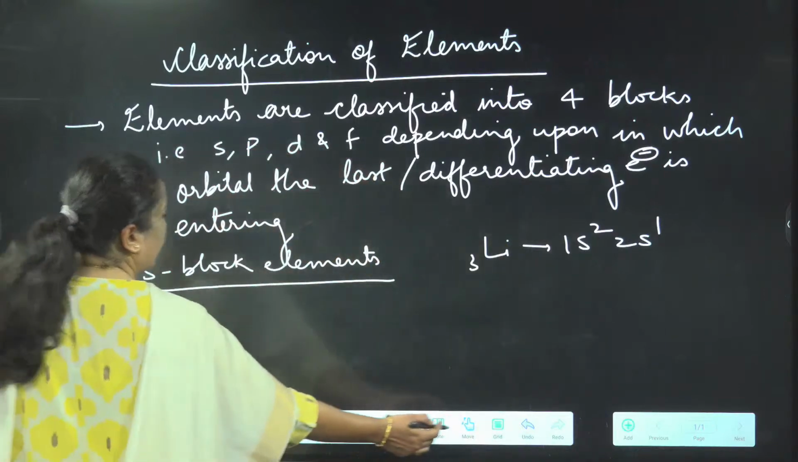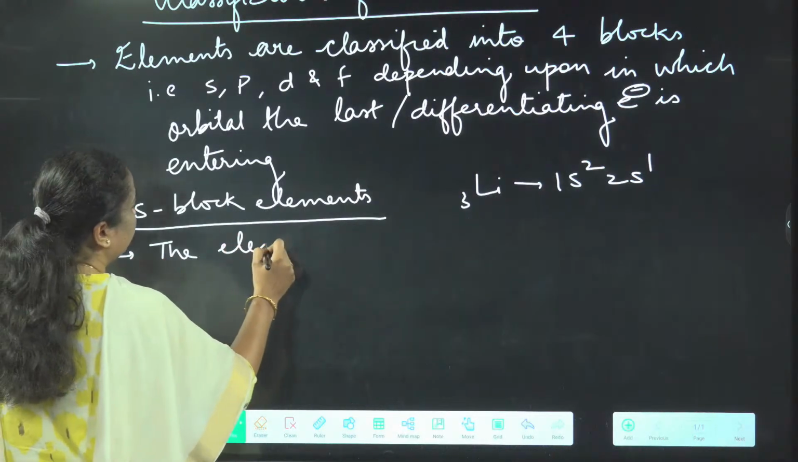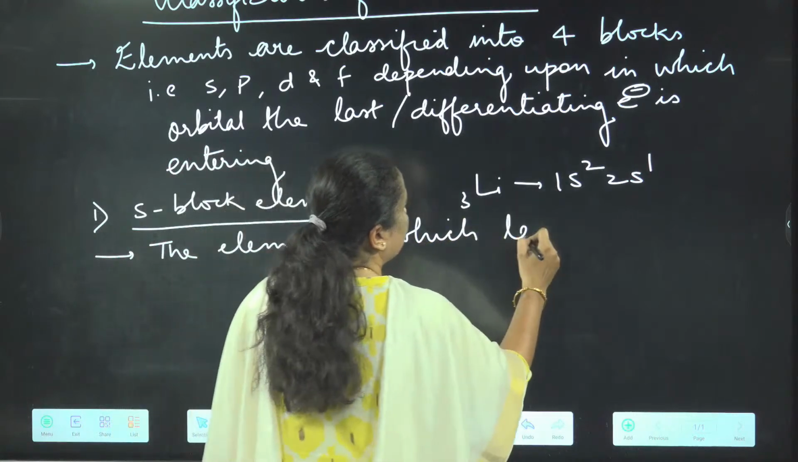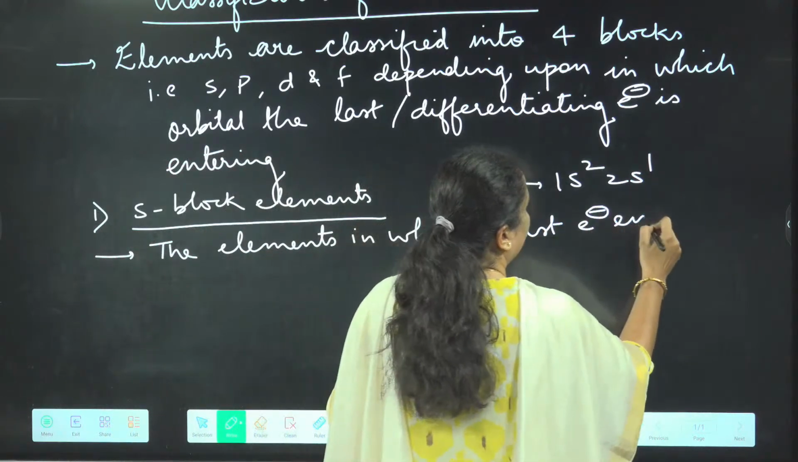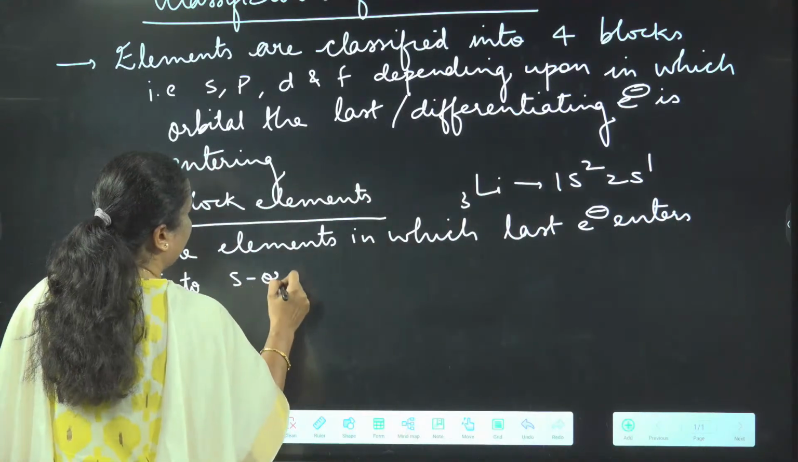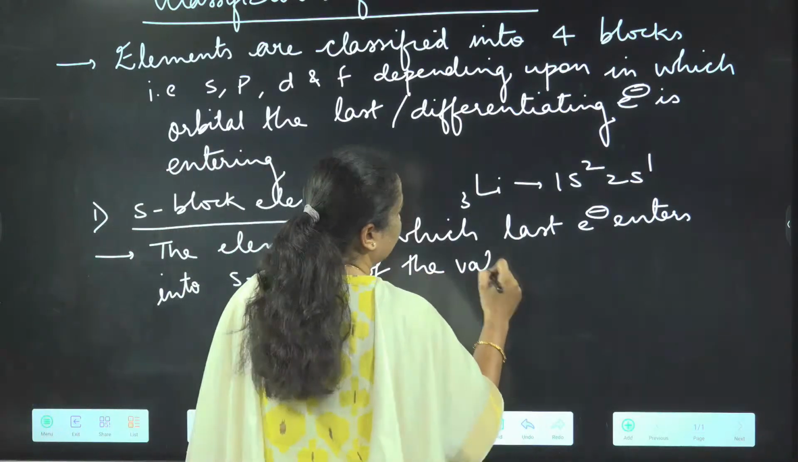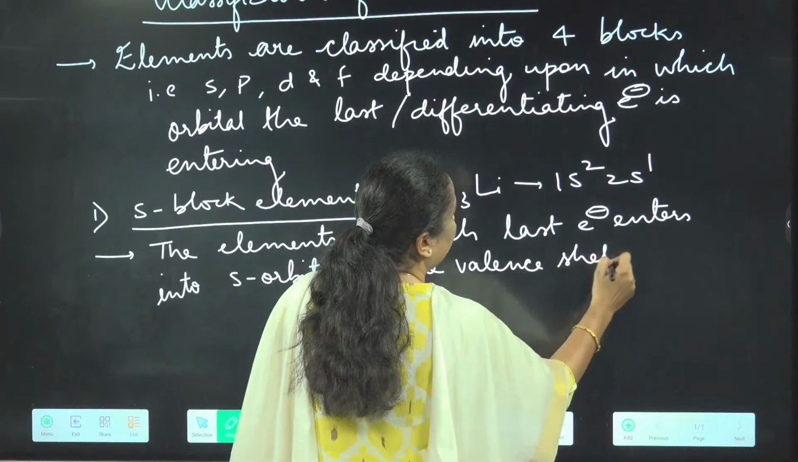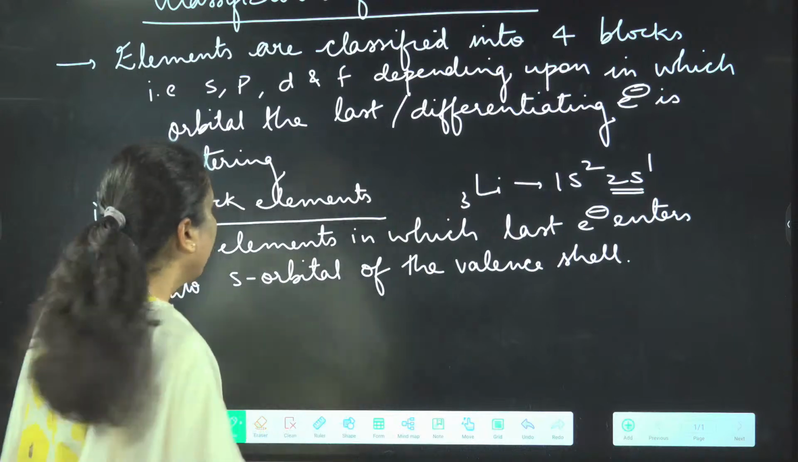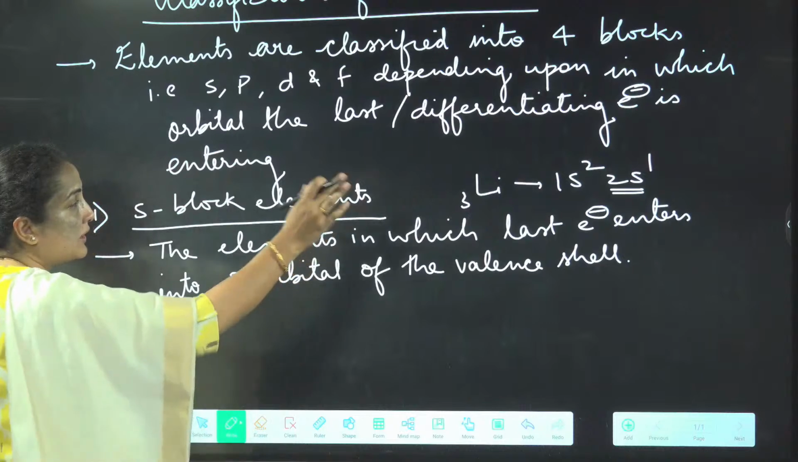So here I am going to write down the definition. The elements in which the last electron enters into the s orbital of the valence shell. What is this valence shell? Valence shell is basically the outermost shell. Okay, that is the definition as such.